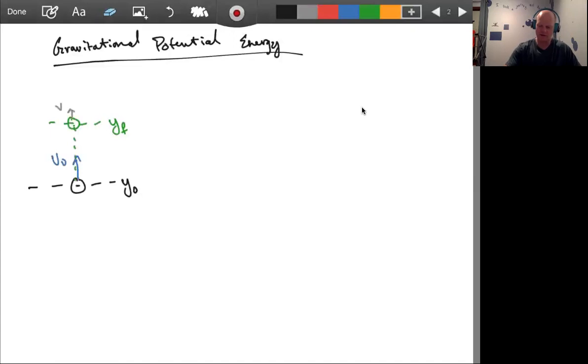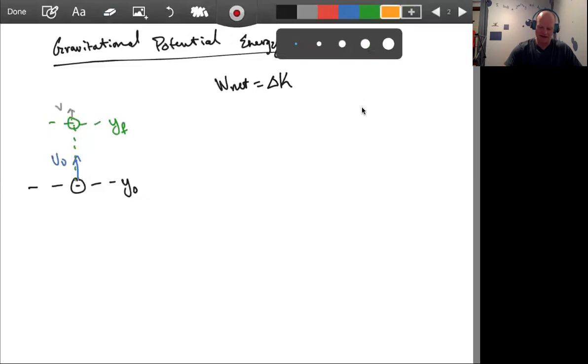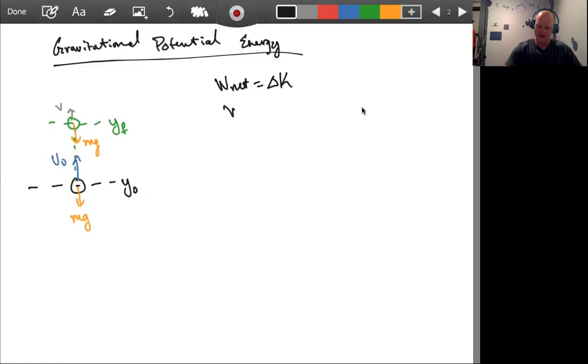So we can start off with our work kinetic energy theorem. Remember that the work kinetic energy theorem says that the net work is equal to the change in kinetic energy. We can use this to try to figure out what gravitational potential energy actually is. So let's think about this. The only force acting on my object here, my ball or my water bottle or whatever it happens to be, the whole time is simply the weight, right? So as I'm throwing this thing upward, the gravitational force or the weight is pulling this thing down. So in this case, the only work I have on this is going to be my gravitational work, and that has to be equal to my change in kinetic energy.